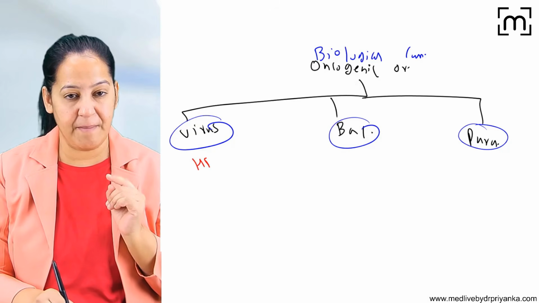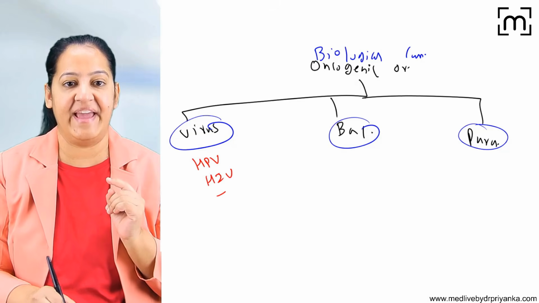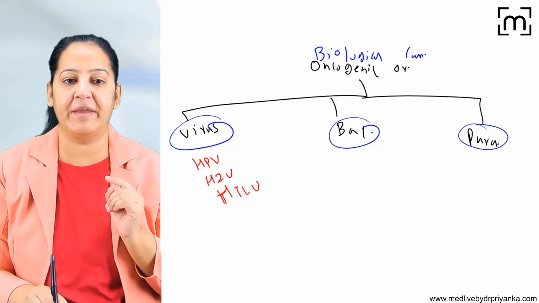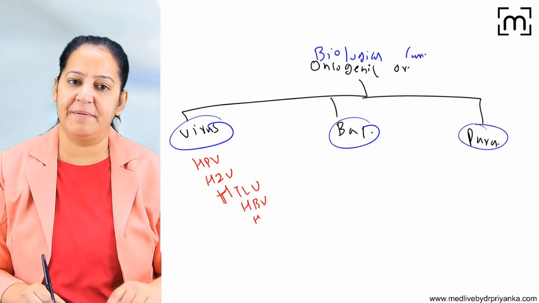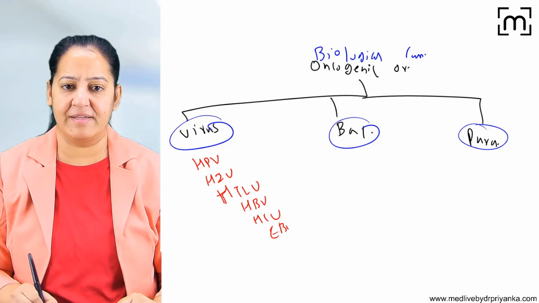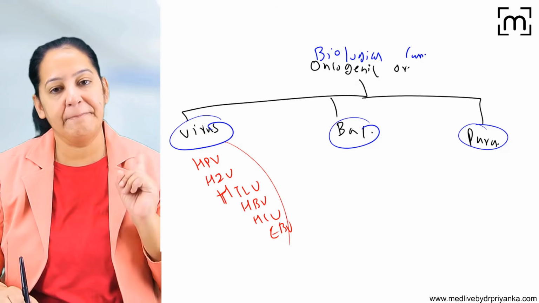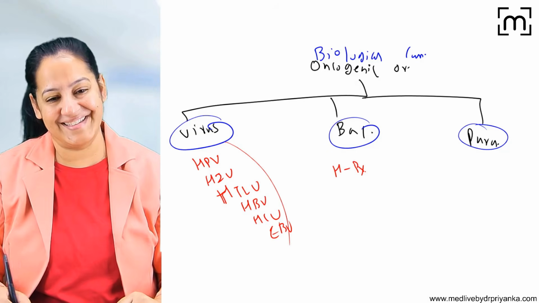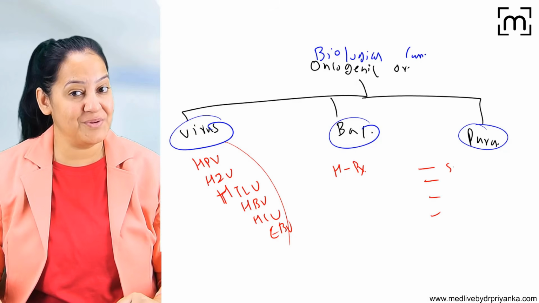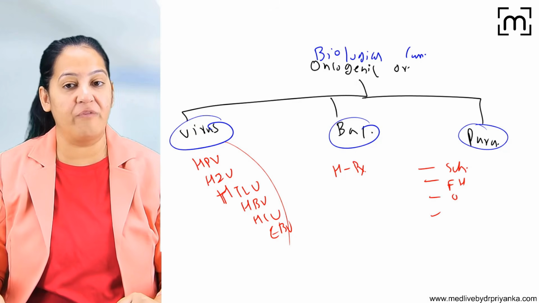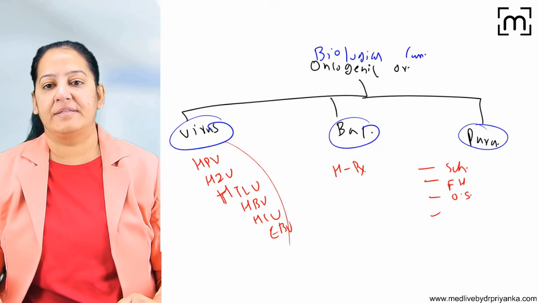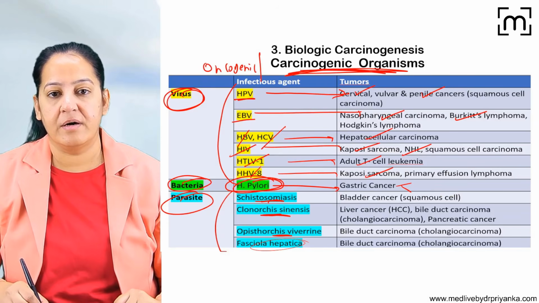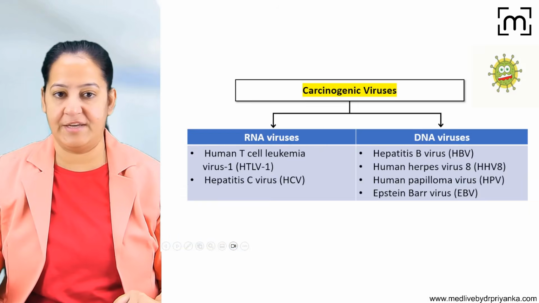So here, viruses, you have to enumerate the viruses. What are these? Human papilloma virus, HIV, HTLV, hepatitis B virus, hepatitis C virus, Epstein-Barr virus. So these are 6-7 viruses. Bacteria is only one, H. pylori. That's it. And parasites are 4. Schistosomiasis, Fasciola hepatica, Opisthorchis viverrini, and one more is there, Clonorchis sinensis. So that you have to learn.